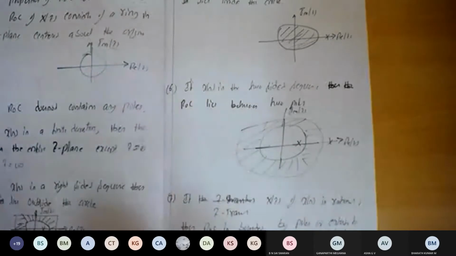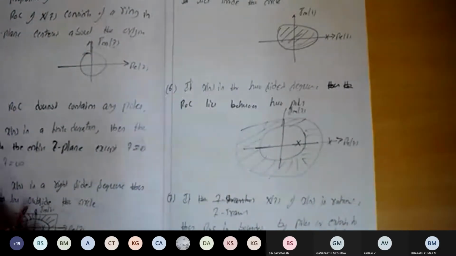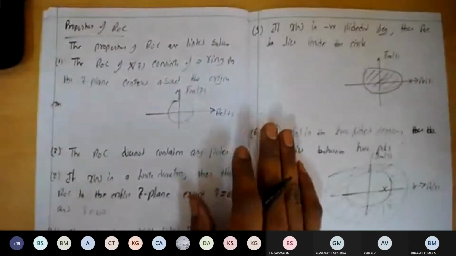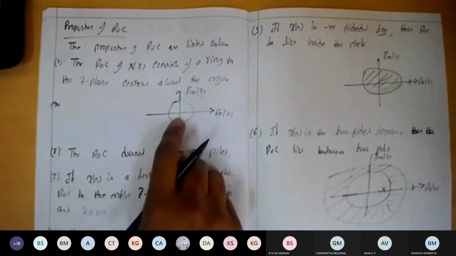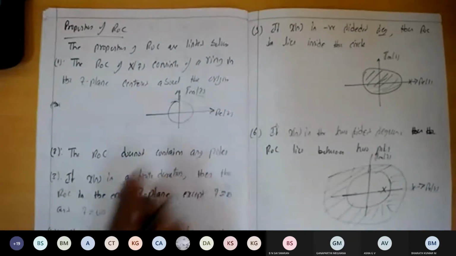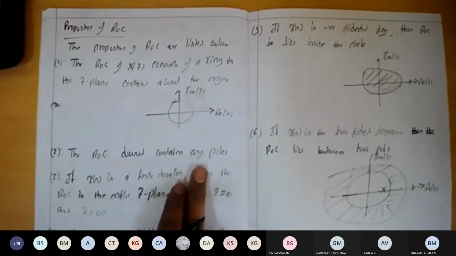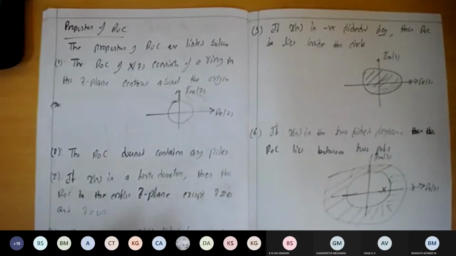So it is going to be bounded by the poles, or it is going to be extended to infinity. These are some of the properties of the ROC. Let me recall the properties we have seen so far. The first property is that the ROC contains the circle, and the ROC does not contain any poles. This is a very important property of the ROC.